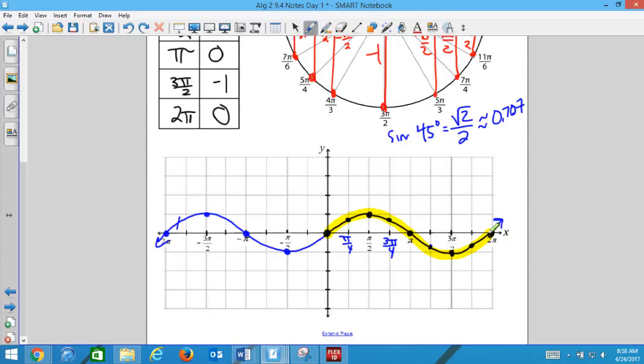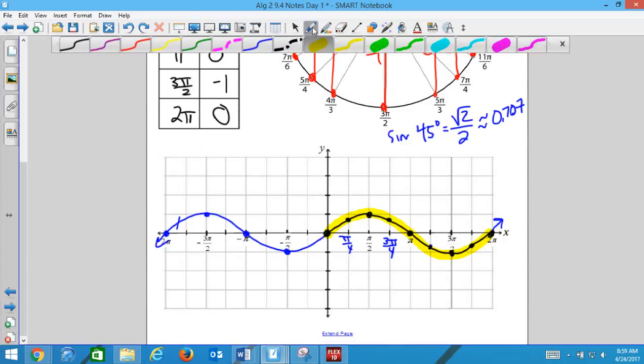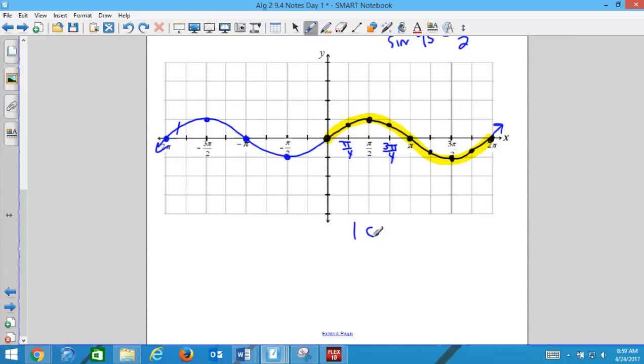So only the highlighted part is the cycle? That's one cycle, but the cycle repeats indefinitely, like forever, infinitely. It repeats forever, okay? So this is one cycle, and that one cycle has a vocabulary word. See if we can think of a way to remember that one cycle is a period.